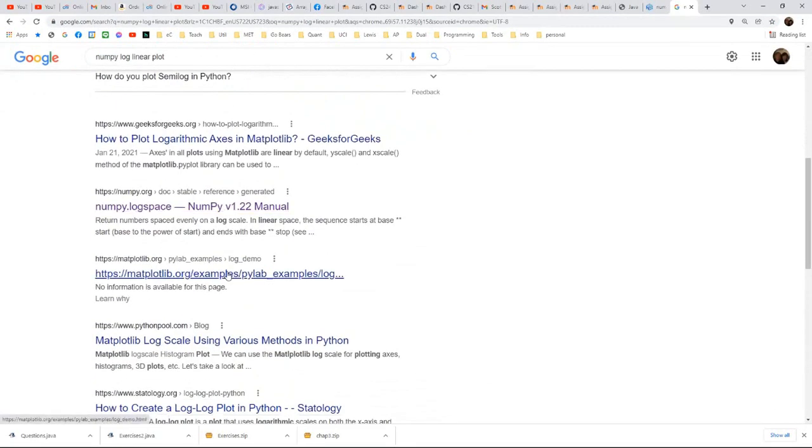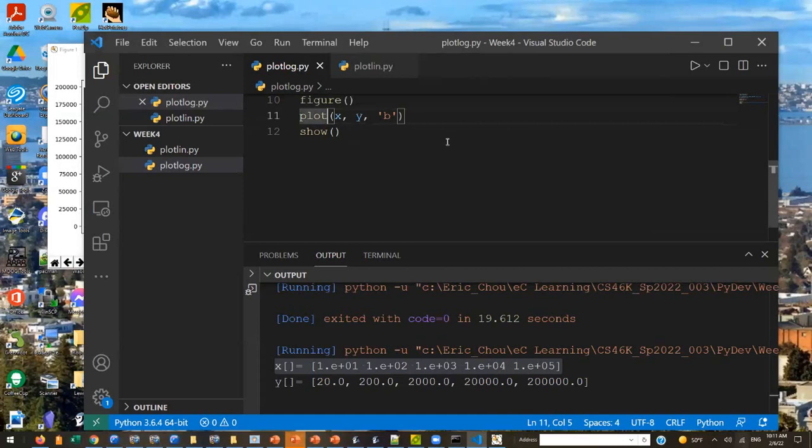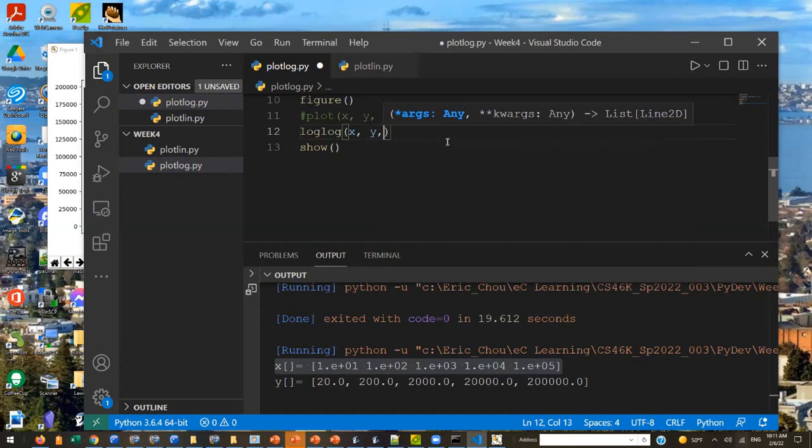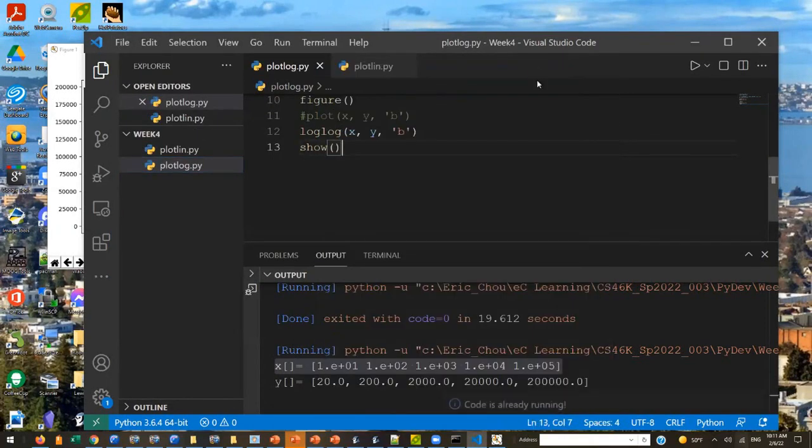Log space. Okay, let me see. There's a log plot. Okay, let's try log plot. So here, if we don't use plot, I comment it out. Okay, the same plot I can use log xy. Let's try this. Use blue, same blue color. So this one will create a log chart.